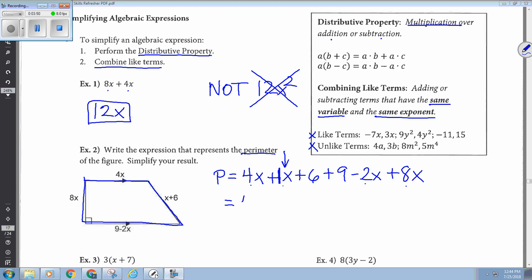So you have 4x plus 1x, plus 6 can't combine with the first two, so I'm going to put that at the end, plus 9, minus 2x, plus 8x. Notice that as I rearranged the problem, I took the sign that was in front of each term and kept it with it. So you have to do that.